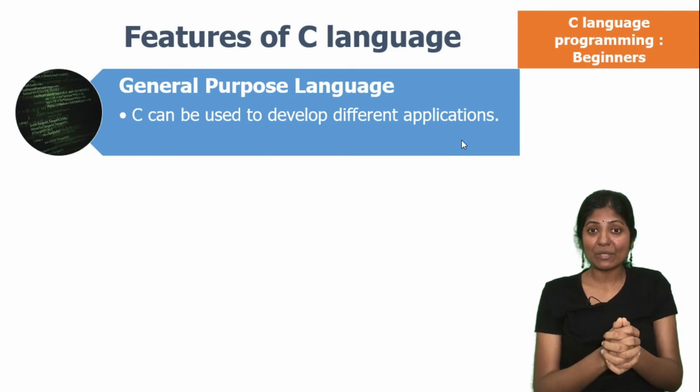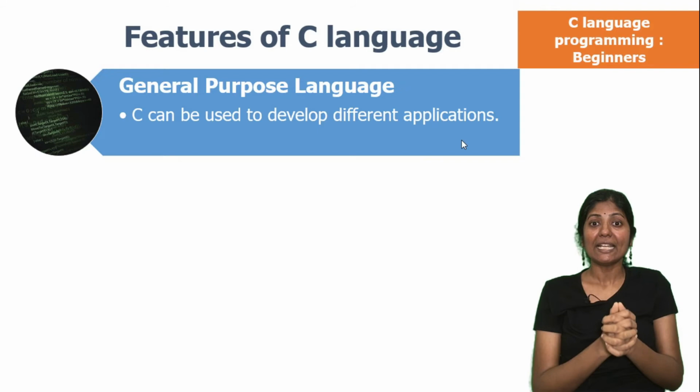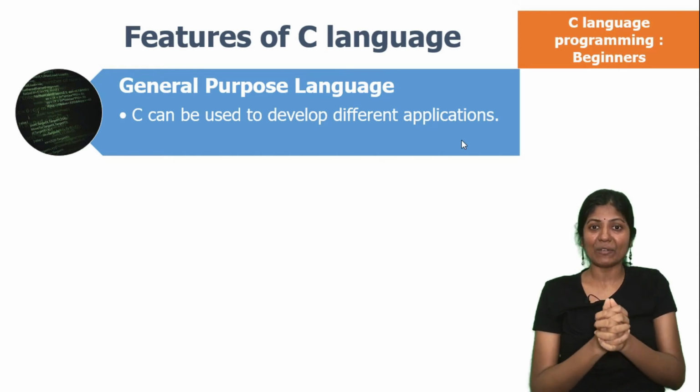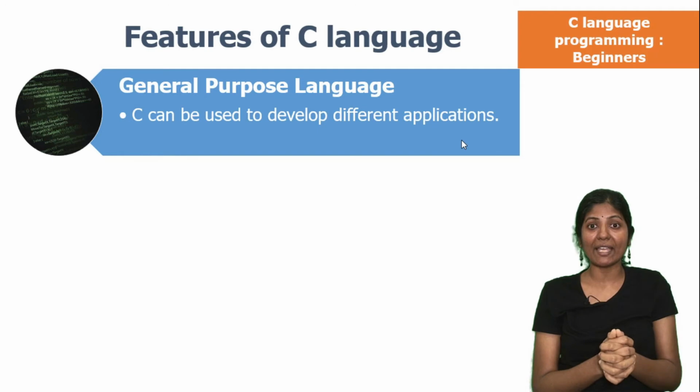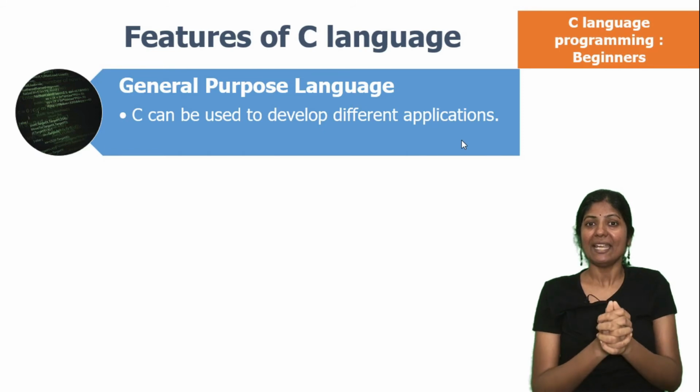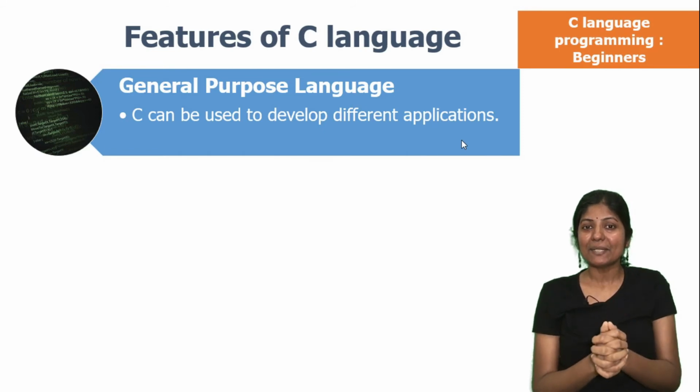Apart from system software and application software, we can also develop database software. Using database software, like for example Oracle, MySQL, PostgreSQL, SQLite, etc., we can communicate with the database. So, using C language, we can develop any kind of software, maybe system software, application software or database software. That's why it is called a general purpose language.